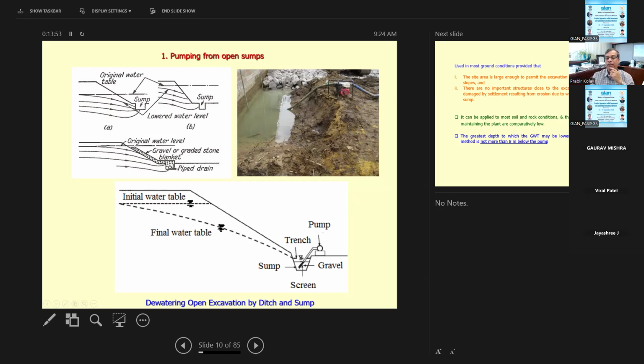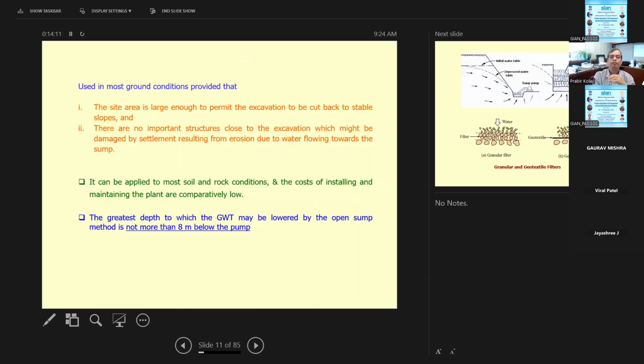And obviously when doing this, with the sump pump, you need to have some filter design, otherwise you'll be pumping clay with silt. We want only pure water. That's why in the figure you see the gravel, so that only the water can be pumped. The limitation of this open sump method is that you cannot go more than 8 meters below the pump. Okay, that is the limitation.